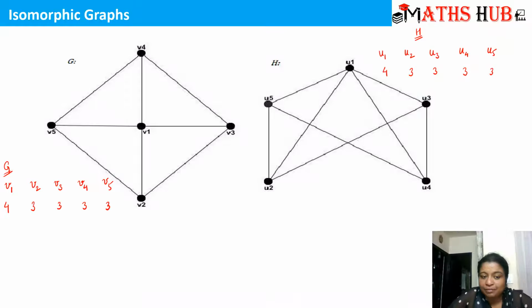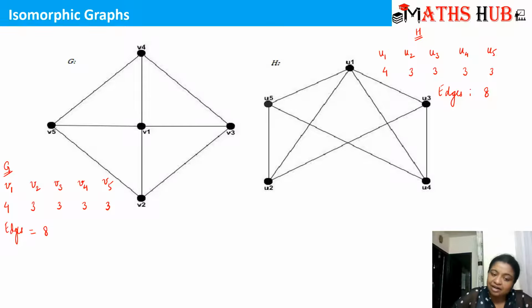Now let's count the number of edges. The number of edges in graph G: 1, 2, 3, 4, 5, 6, 7, 8. 8 edges in graph G. Now how many edges are in graph H? 1, 2, 3, 4, 5, 6, 7, 8. 8 edges in graph H. So vertices are the same, edges are the same, the degrees are the same, right?